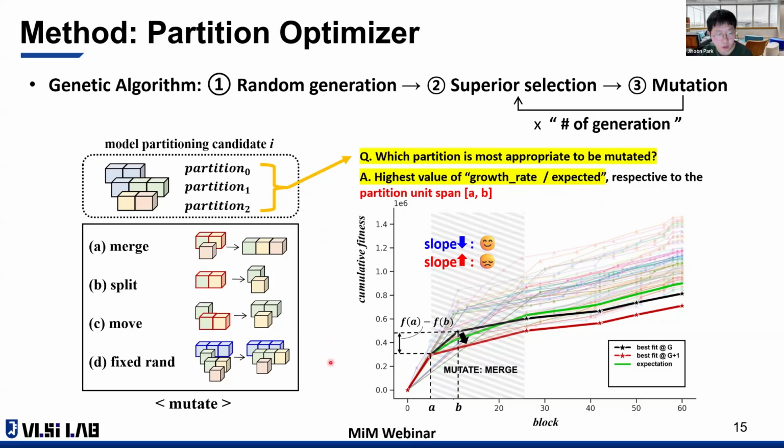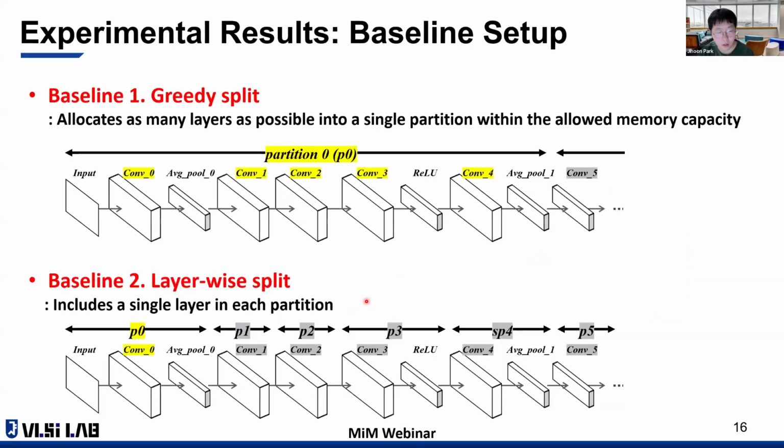So we use the 4 mutation methods: merge, split, move, and fixed random. And we try to find if its fitness will improve or not for that span of partition units. So using that method, we go through the genetic algorithm and make the optimal partition group. We get the 2 baselines to compare in the experimental result.